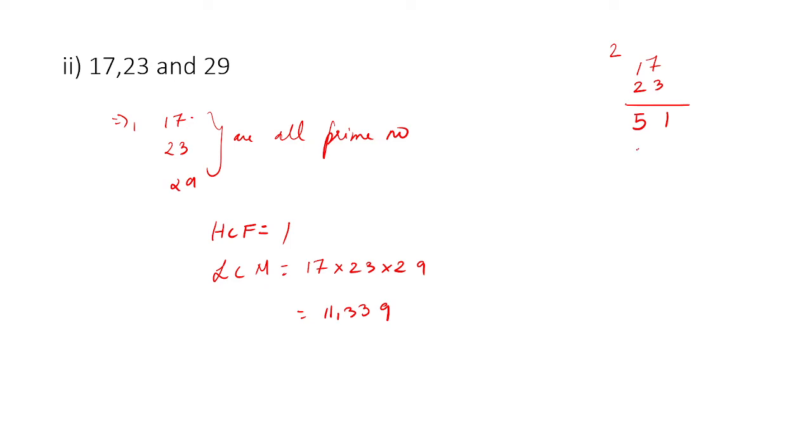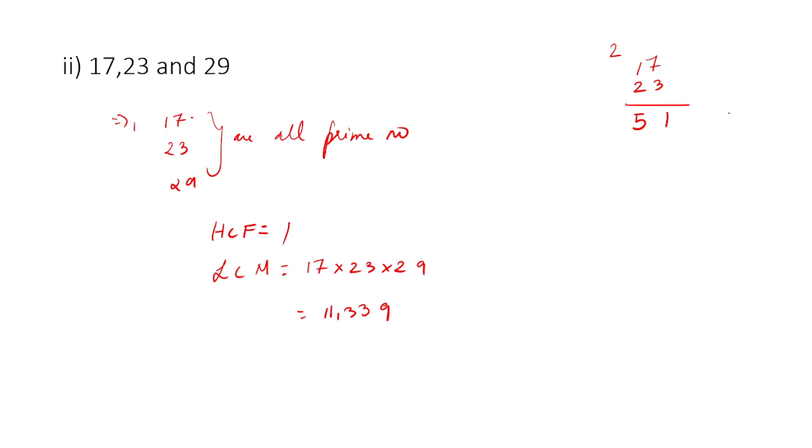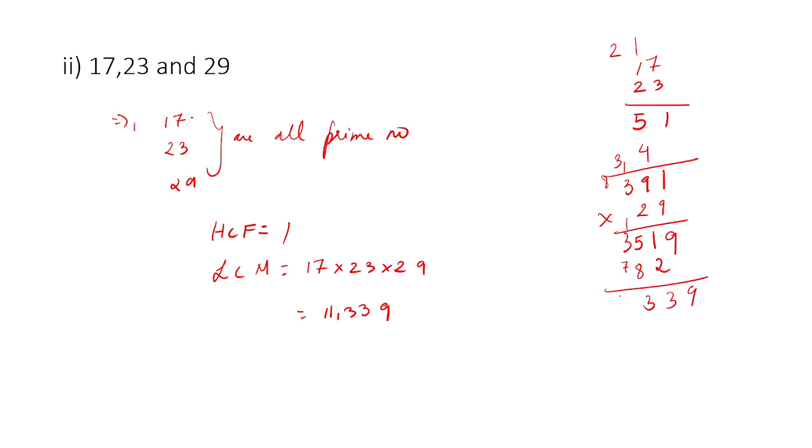Now 17 into 2 gives you 34, plus 5 is 39, so it's going to be 391 into 29. So 9 times 1 is 9. 9 times 9 is 81, 8 carried. 9 times 3 is 27, 27 plus 8 gives you 35. Then 2 times 1, 2 times 9 is 18, 2 times 3 is 6, and the total comes to 11,339. So you can just take the multiplication, do it slowly. Make sure you don't make any mistakes. It's a fairly easy question.